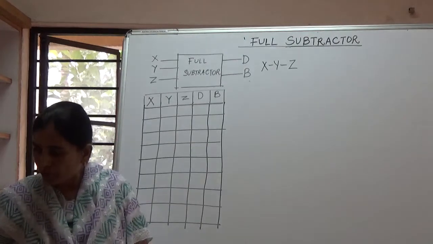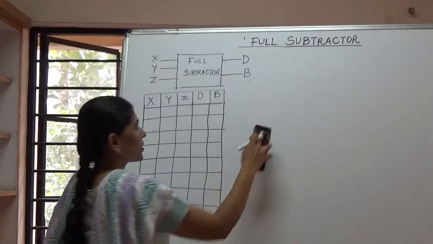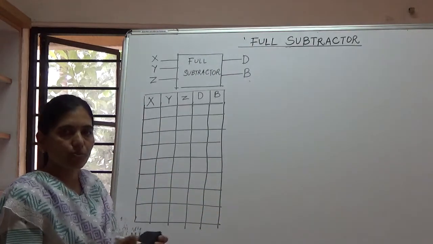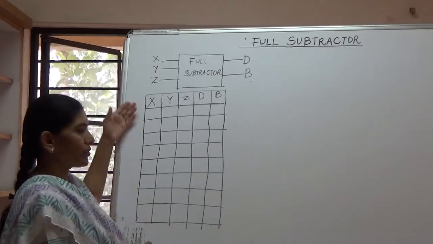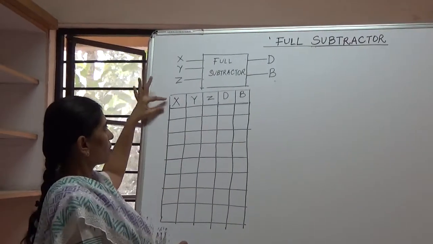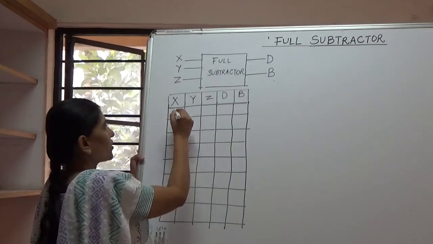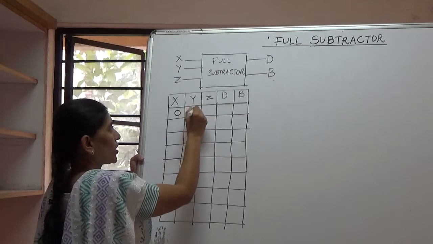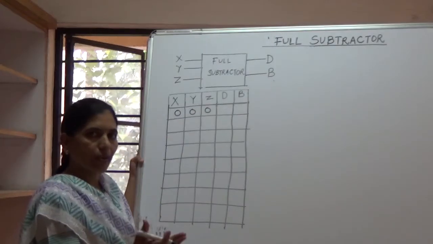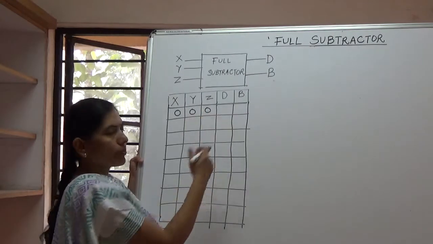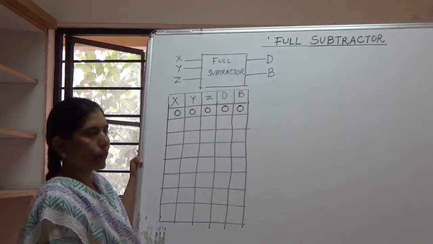So the output of this particular combinational circuit will be in the form of 2 bits. One is the difference and the other is borrow. Let us first write down the truth table for a full subtractor. So with 3 inputs we can have 8 possible combinations. The first combination is 0, 0, 0. So 0 minus 0 is a 0 and then again minus 0 will be a 0. So the difference and the borrow bits are both 0, 0.